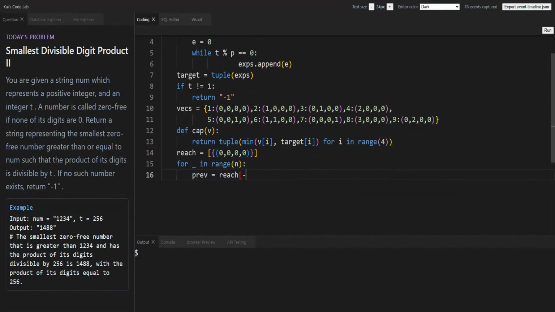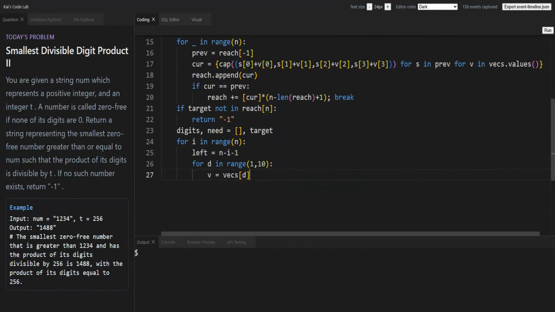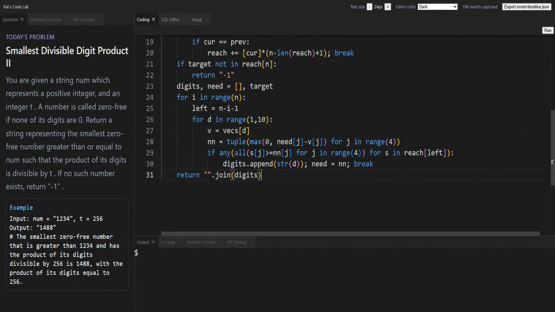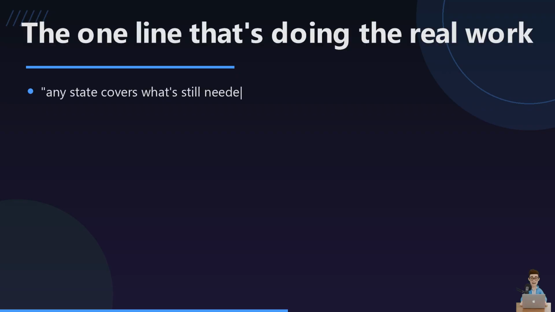Factor t into 4 counters, build the reachability table until it stabilizes, then walk digits left to right taking the smallest one that still leaves a finishable suffix. 4 counters, 1 table, 1 greedy walk. Clean. The trickiest line is the covering check.